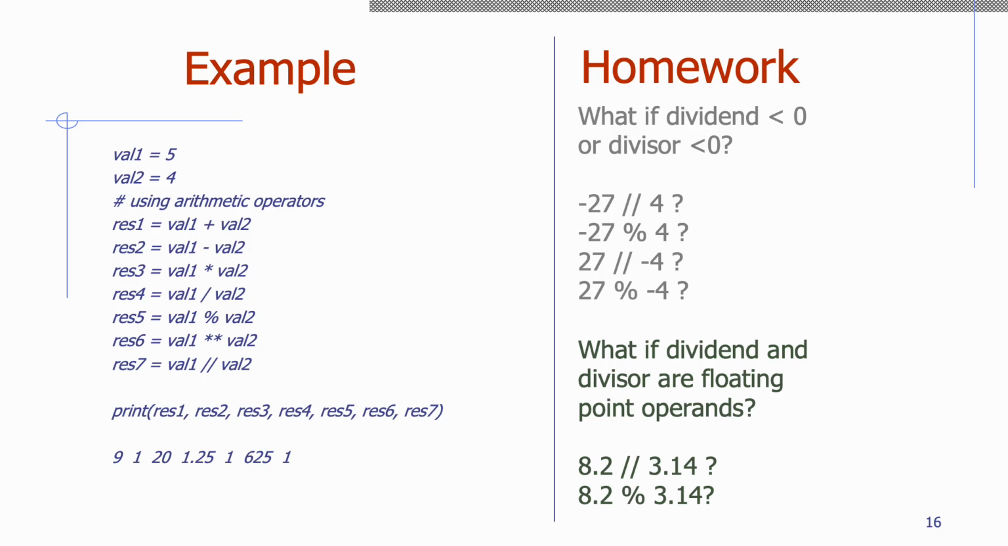So when the divisor m is positive, we know that 0 is less than or equal to r, r is less than m. When the divisor is negative, we know that m is less than r, r is less than or equal to 0.